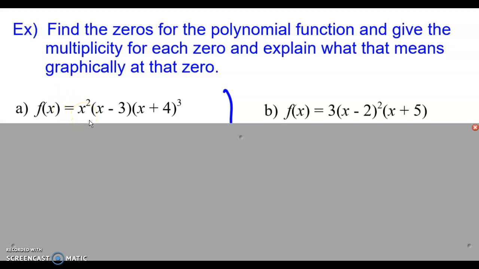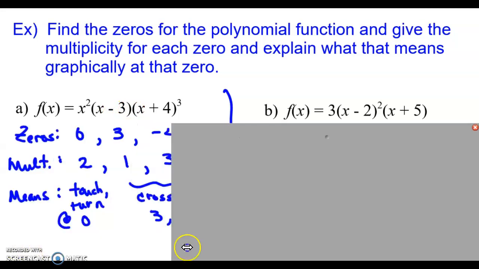Well, a 0 would make that 0. x minus 3, 3 makes that 0. And negative 4 makes the last one 0. So those are going to be my zeros. The multiplicity has to do with the exponents there. So I've got my zeros of 0, 3, and negative 4. My multiplicity would be 2, 1, and 3, right? I just use the exponents.